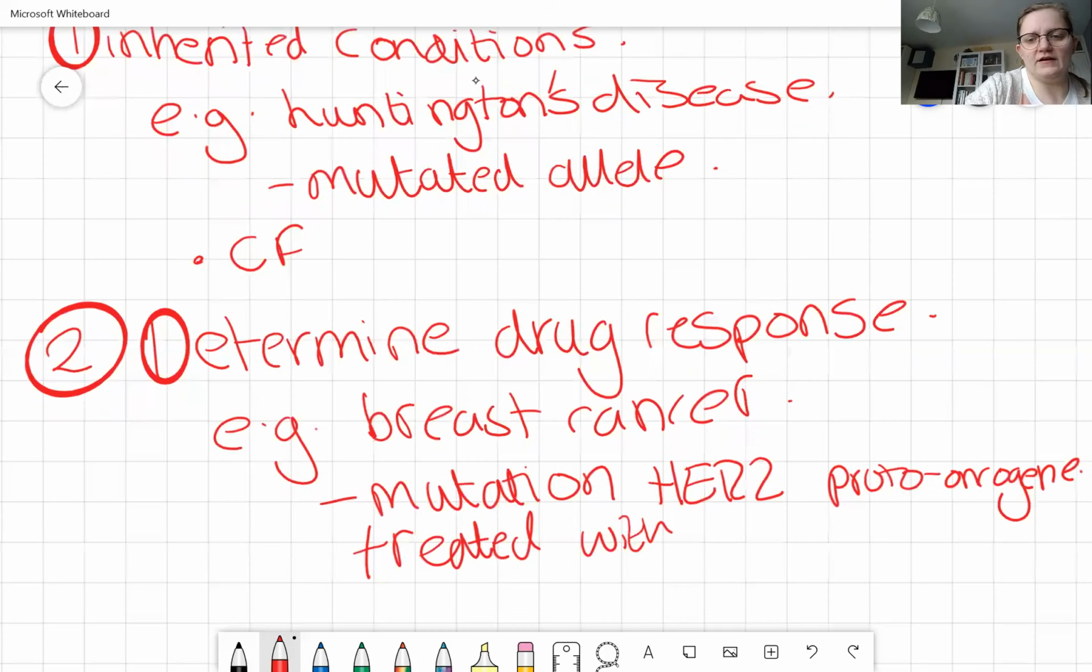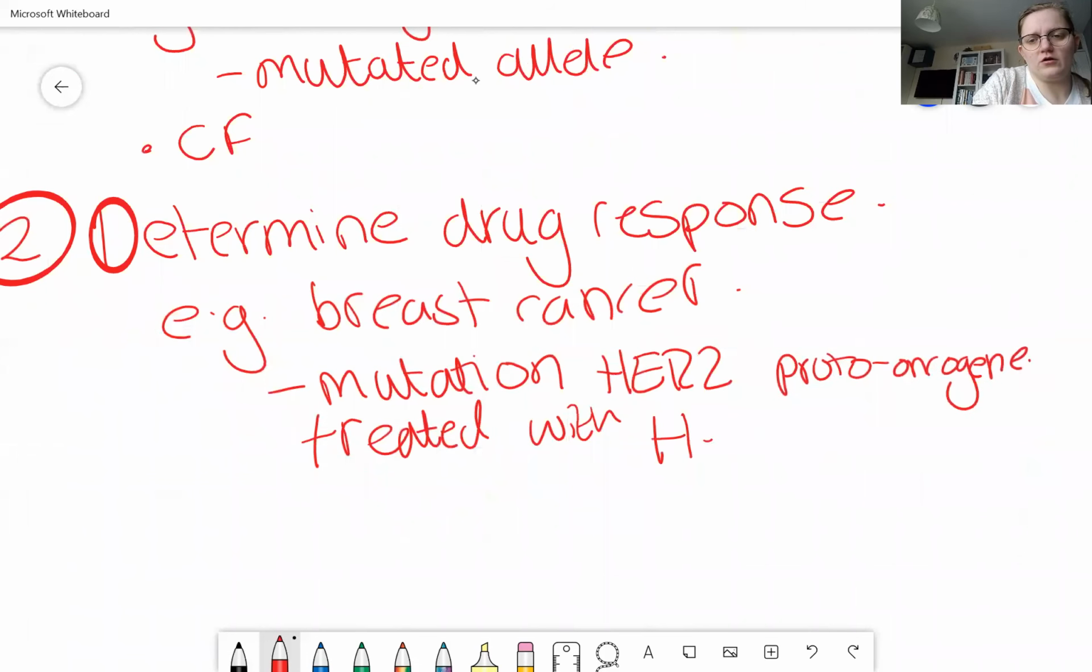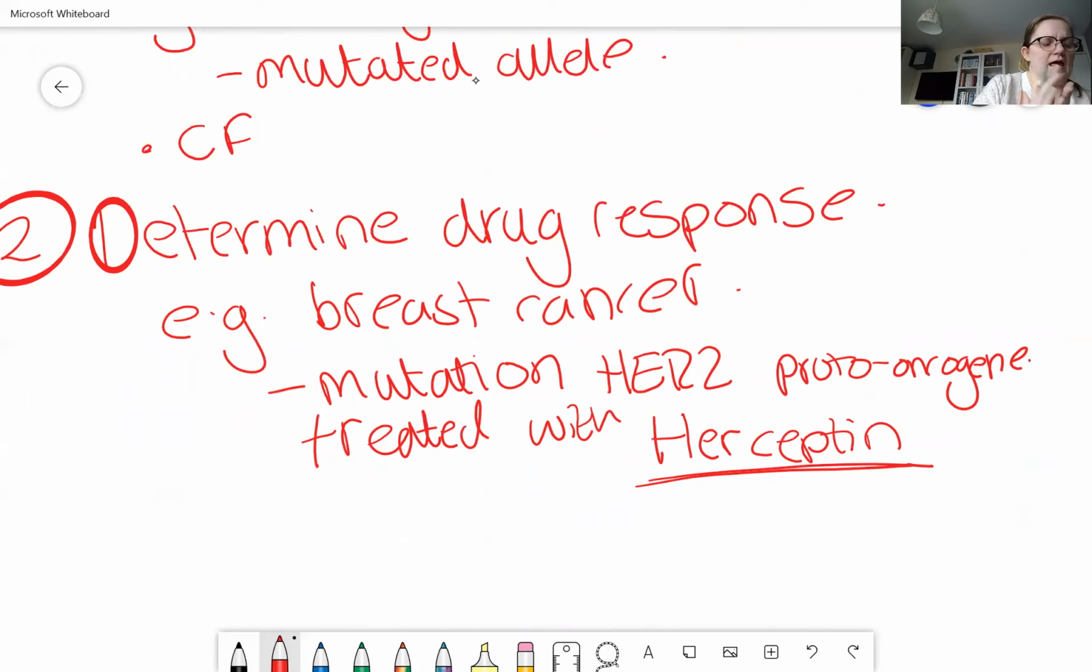Make sure I write that nice and clearly. Treated with a drug called Herceptin. However, Herceptin is only effective against this HER2 mutation. We know there's lots of other mutations that can cause breast cancer, like BRCA1, BRCA2. Herceptin will not work against any of them.